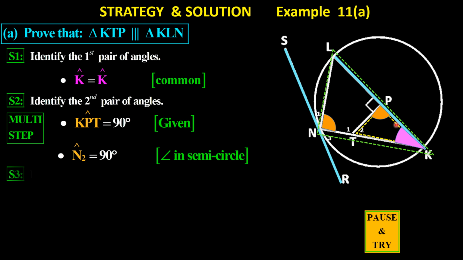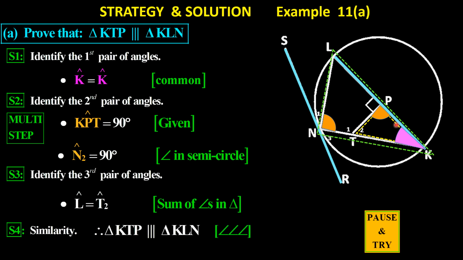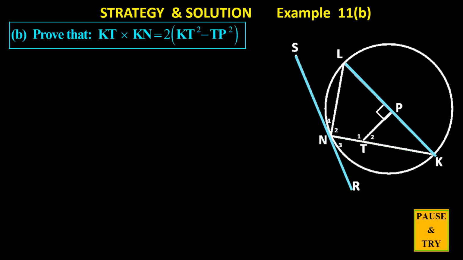Very easy. So the third angle there would be T2 with L. So T2 matches with L, and that's the sum of the angles of a triangle. Therefore, triangle KTP is similar to KLN, and we just write down angle, angle, angle. And there we've proved that. Very easy. Now let's consider the second part of the question.